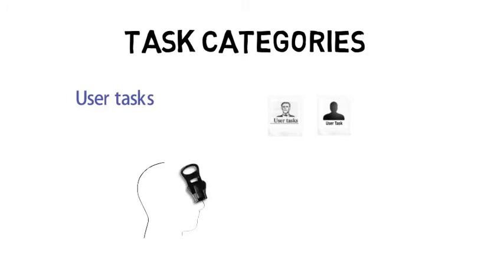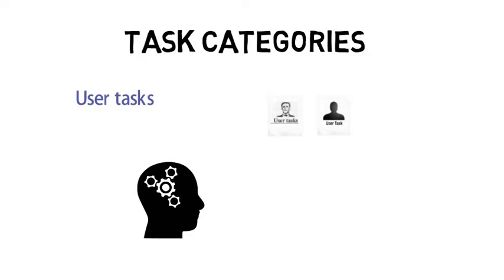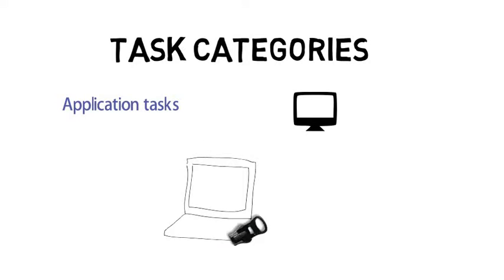There are four main task categories. The first one is user tasks, which are performed by the user. We call these cognitive activities, such as making a decision or answering the phone. The second one is application task, which is completely performed by the application or the system, such as checking a login username and the password.